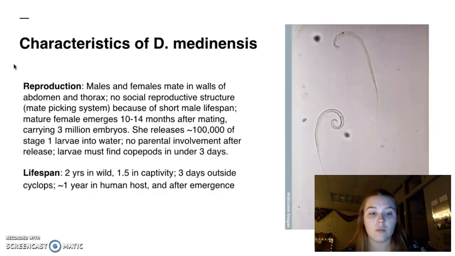The lifespan of this worm is about 2 years in the wild, 1.5 in captivity, 3 days outside a cyclops or the copepod, and 1 year in a human host, maybe a little more after it emerges.